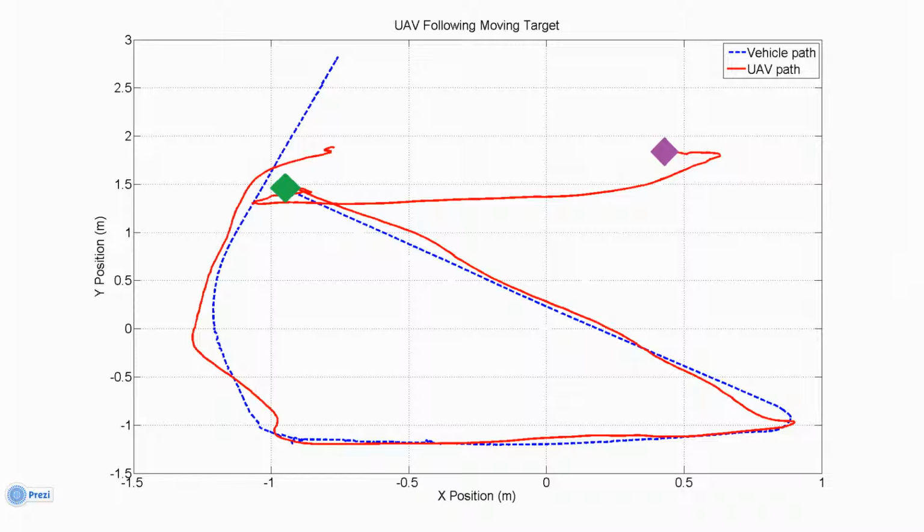Now, the UAV is successful in following the moving target. There is a bit of an error of less than 10%. This is normal for any real-world implementation, as we have here.